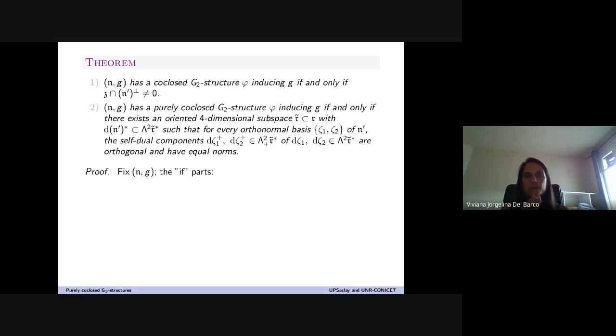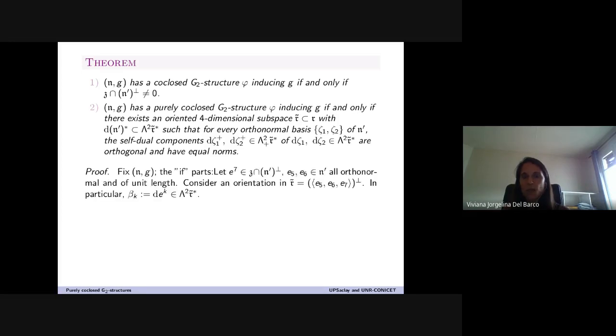Okay, just a comment on this proof. So I said I have to take the condition and prove that there is a coclosed or purely coclosed structure inducing the metric. So for the first point, I start with an element in the center intersection of n prime, which I suppose is non-empty, and I take 5 and 6 elements on n prime, which are also orthonormal and of unit length. And then I consider an orientation on the orthogonal of 5, 6, and 7, which is 4-dimensional. And in particular, beta k, which are the differential of ek, lie in lambda 2 of R star. This is because E7 is in the center. I'm sorry, it should be E7 below and not above.